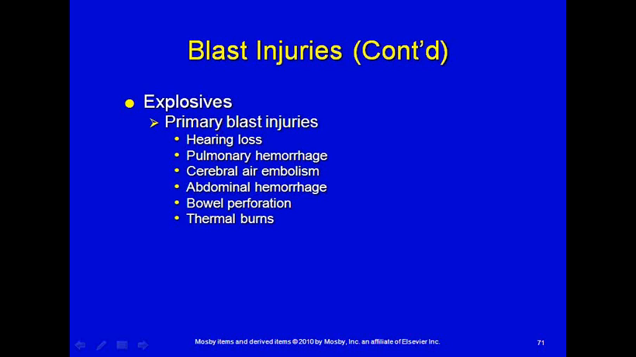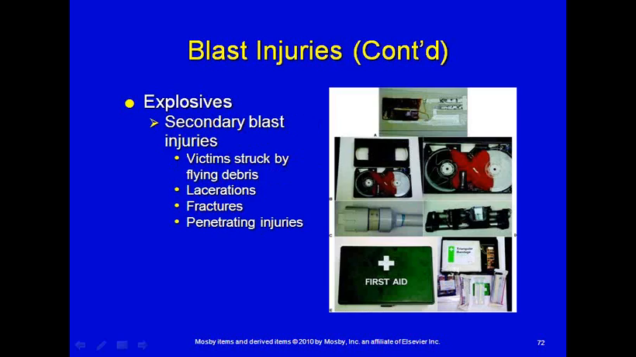So if you arrive on scene of a blast injury and a person has suffered hearing loss, you know that they've been exposed to that supersonic wave, and that they could have pulmonary contusions with pulmonary hemorrhage. They could have a cerebral air embolism. They could have abdominal hemorrhage going on, a bowel perforation, and if close enough, will have burns as well.